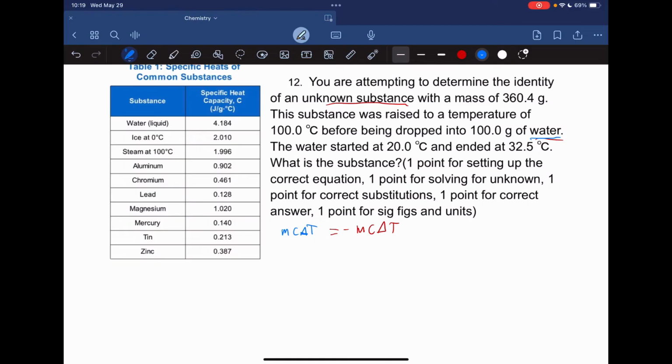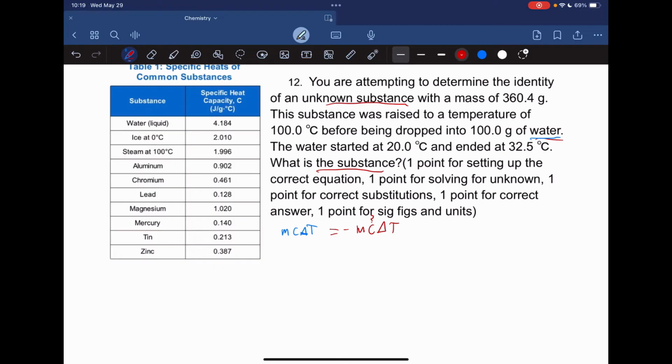All right, we need to identify what we're looking for. We're looking for what the substance is. So we're going to take a look at this table here and identify which substance it is based on what the specific heat value is. For example, if it's 0.902, then this substance would be aluminum. We don't know if that's the case, though. So what we're looking for is the specific heat. That is our variable that we're solving for, the specific heat of the substance.